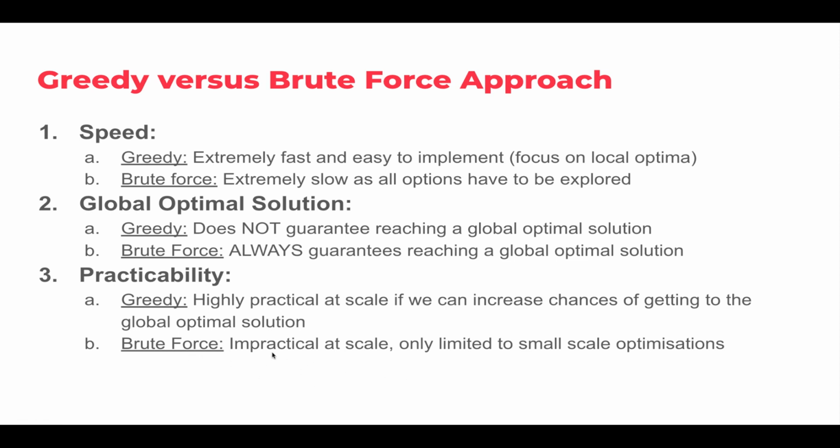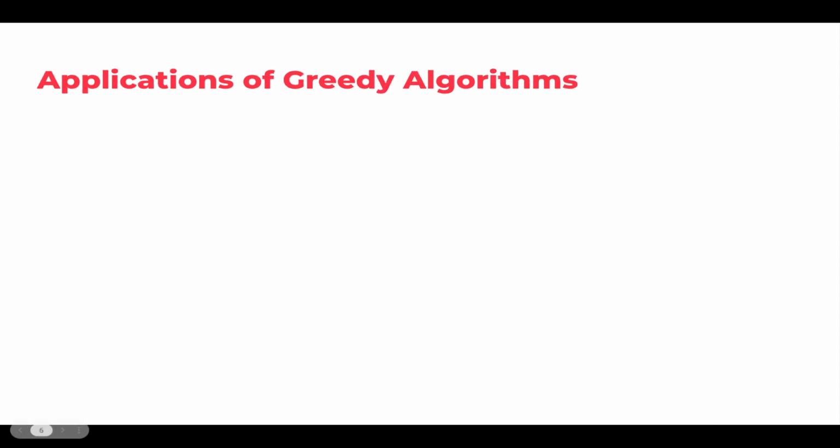But you get the gist that this is extremely impractical given that you have computing limitations. So it might not work with high scale problems. The greedy one can work, but the caveat is, can we increase the chances of getting the global optimum?